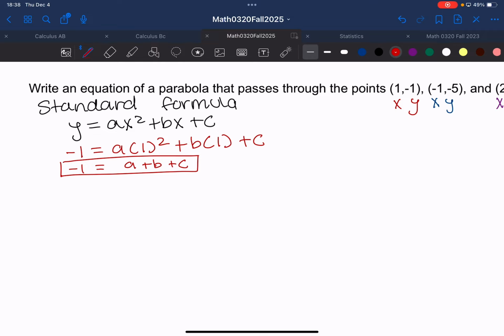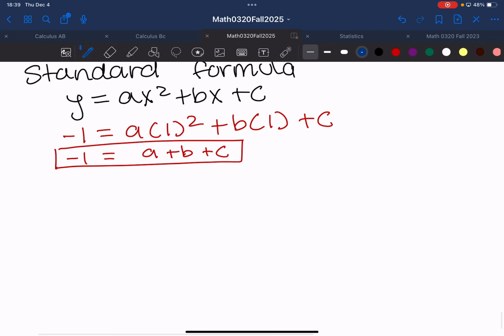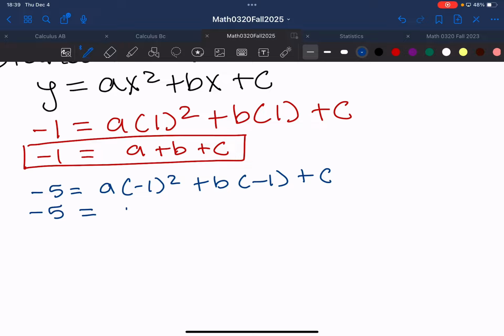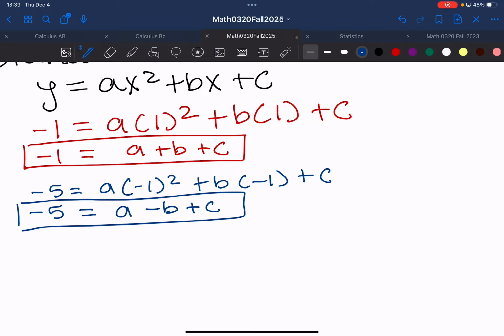Okay, we're going to do the same thing with the next point, negative 1 and negative 5, but I'm going to use blue. So we have negative 5 is equal to a times negative 1 squared plus b times negative 1 plus c. This gives me negative 5 is equal to a minus b plus c. That is my second equation. So we're doing the substitution part of the process.